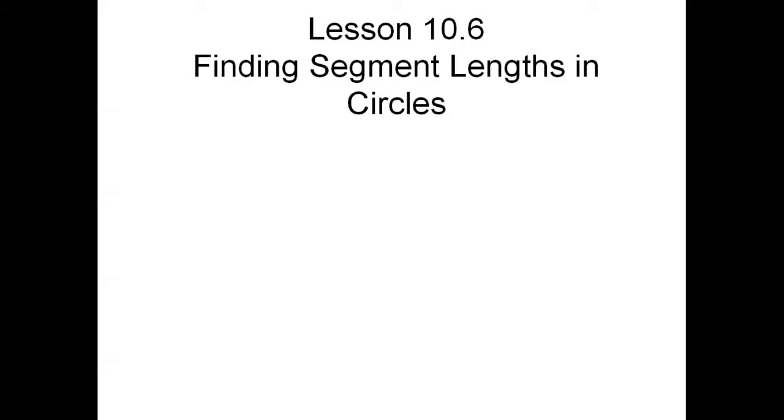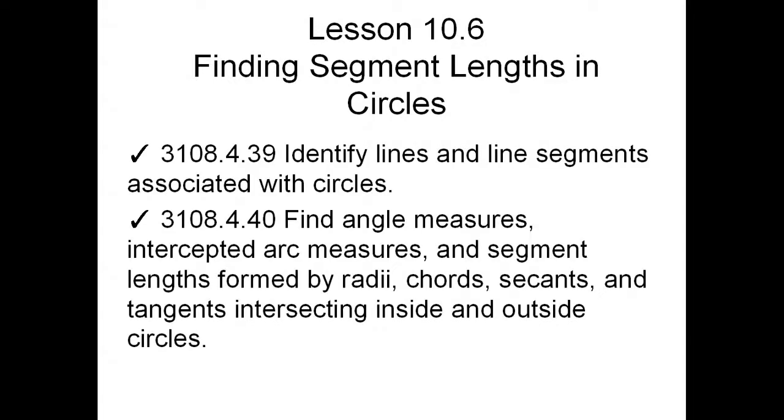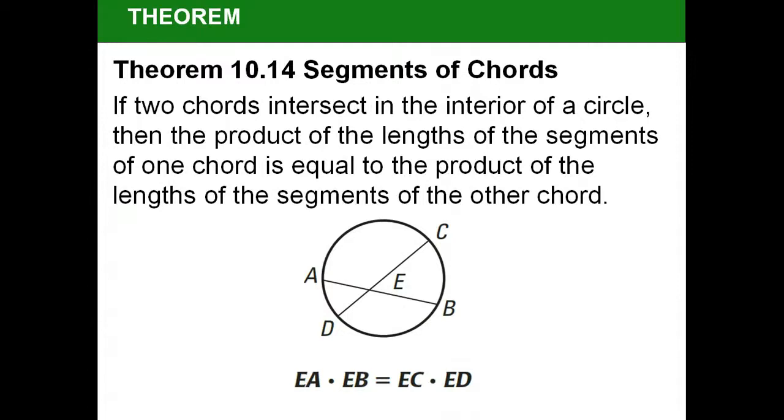We'll be looking at finding segment lengths in circles. We have a theorem that says that if we have two chords that intersect in the interior of a circle, then the product of the lengths of the segments of one chord is equal to the product of the lengths of the segments of the other chord.